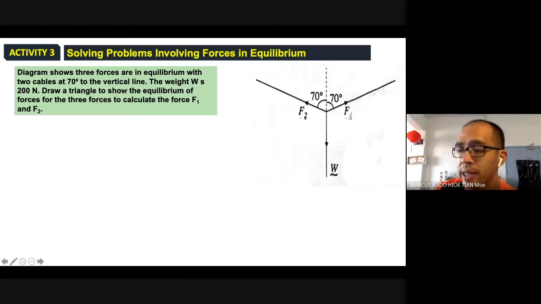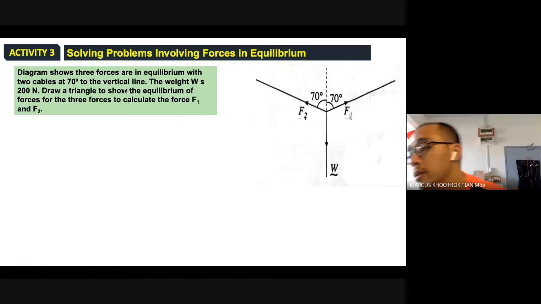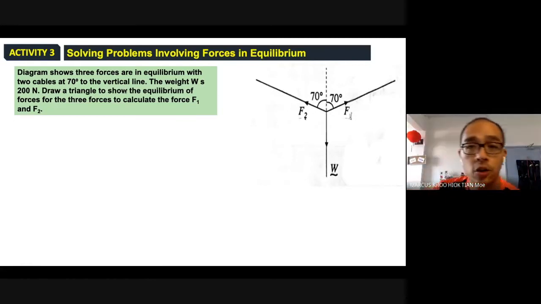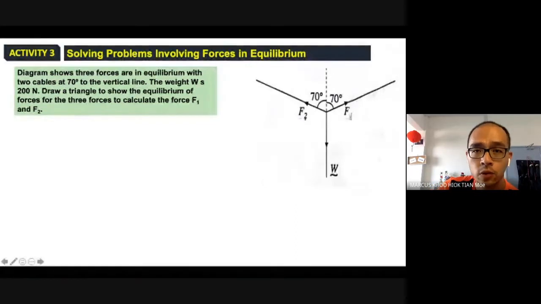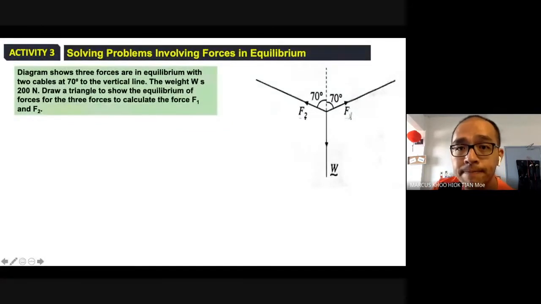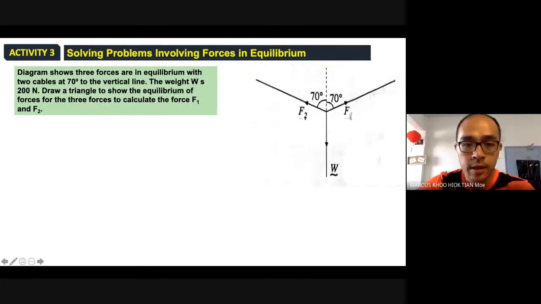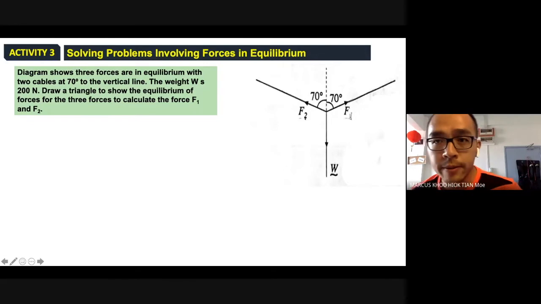I want you to draw the triangle wherever you are writing this. If you want to write in the textbook, you can. Draw the triangle first, and then we will compare your answer and my answer. I'll give you 2 minutes to do this. Can you do this? Just draw the triangle first. Okay, let's try.